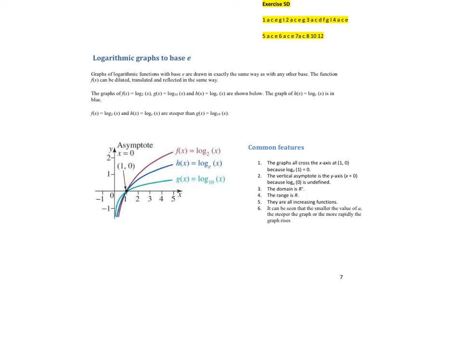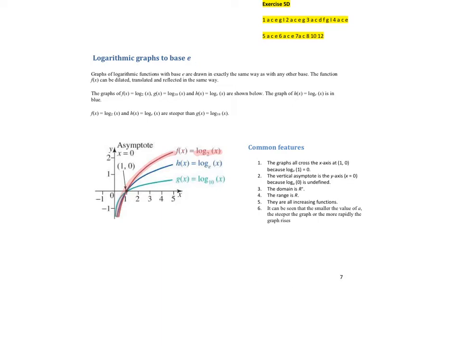Okay, so if we consider our log graphs, in particular logs of base e, we've got our standard log graphs here. You can see our log base 2 graph here, and just the general shape, they all have that shape. It doesn't matter which base it is. It's a bit like our exponential graph, whether it's 2 to the power of x or 3 to the power of x, they've all got the same shape.